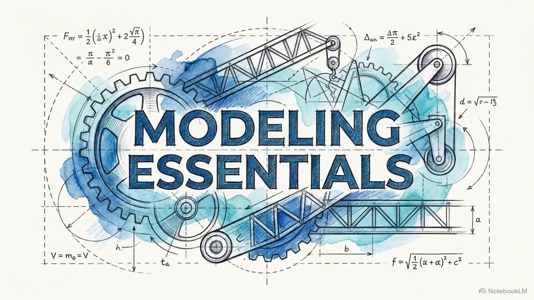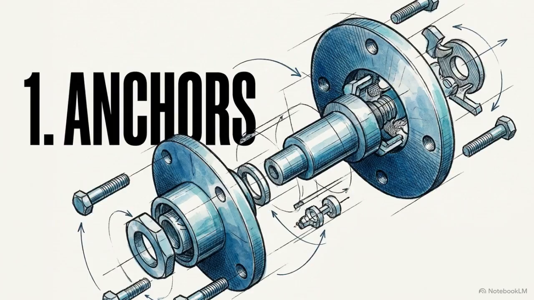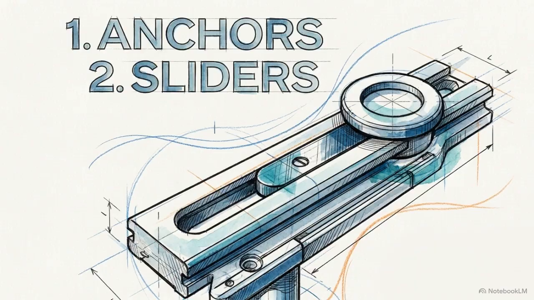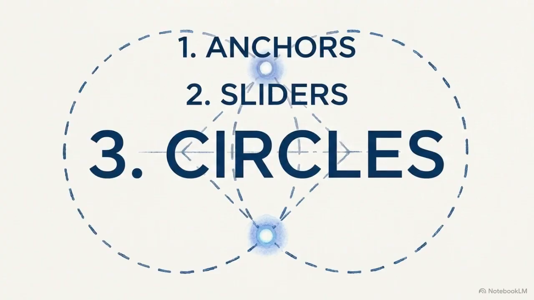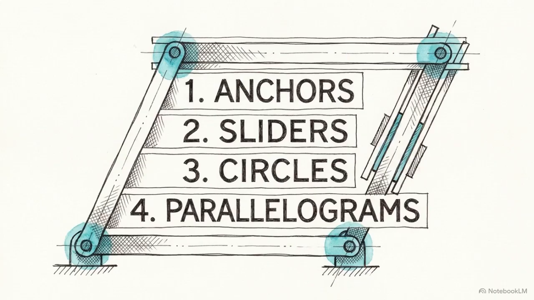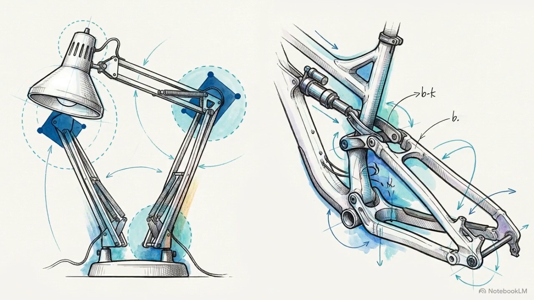You can approach any mechanical project using 4 steps. Anchors establish your starting point, sliders drive your variables, circles constrain rigid lengths, and parallelograms lock orientation. Once you organize these constraints, you can accurately model anything from a desk lamp to a mountain bike suspension.